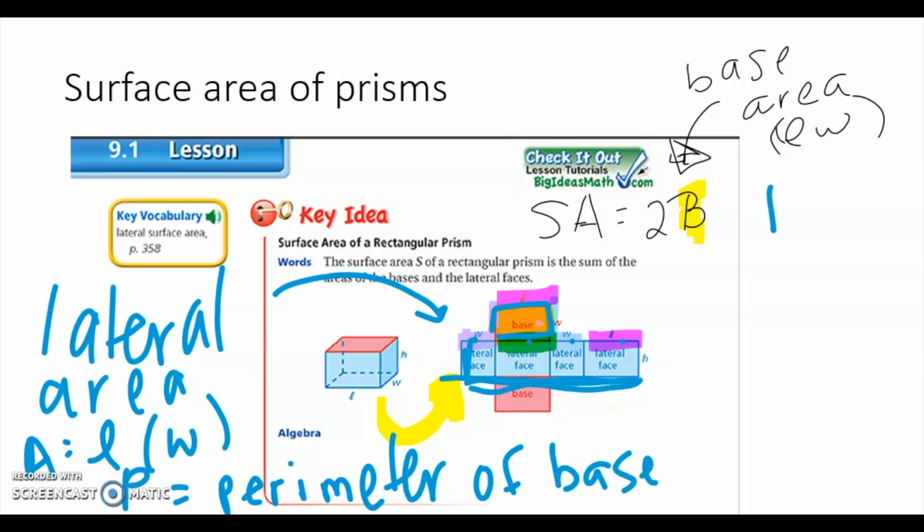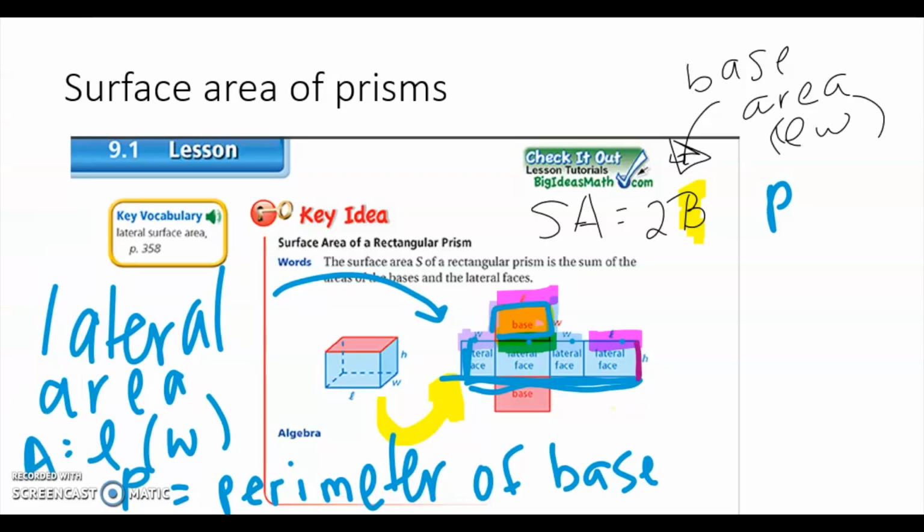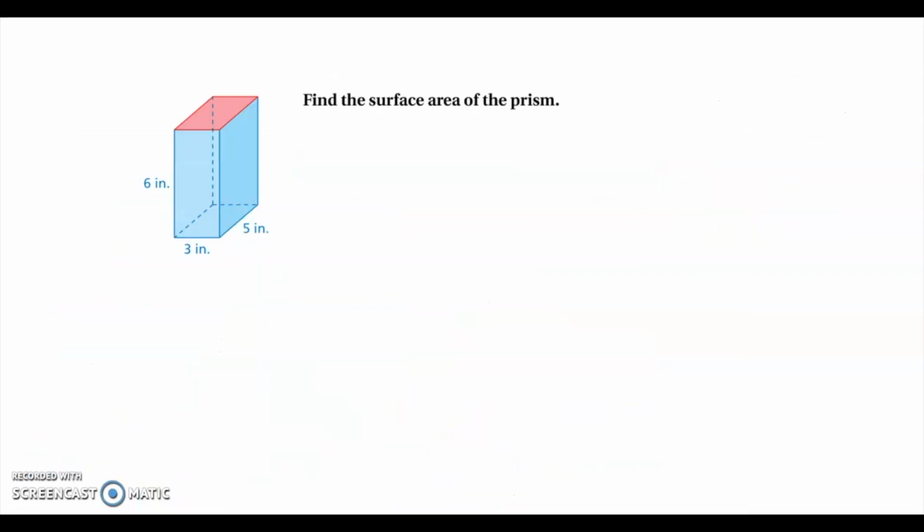So we've got our perimeter of our base. And then you'll notice over here that this is not labeled width, but it's labeled height. So if we just add these 2 parts together, the 2 bases and the lateral area, we get our total surface area. So that's the formula that we're going to be using. Let's take a look at an example.